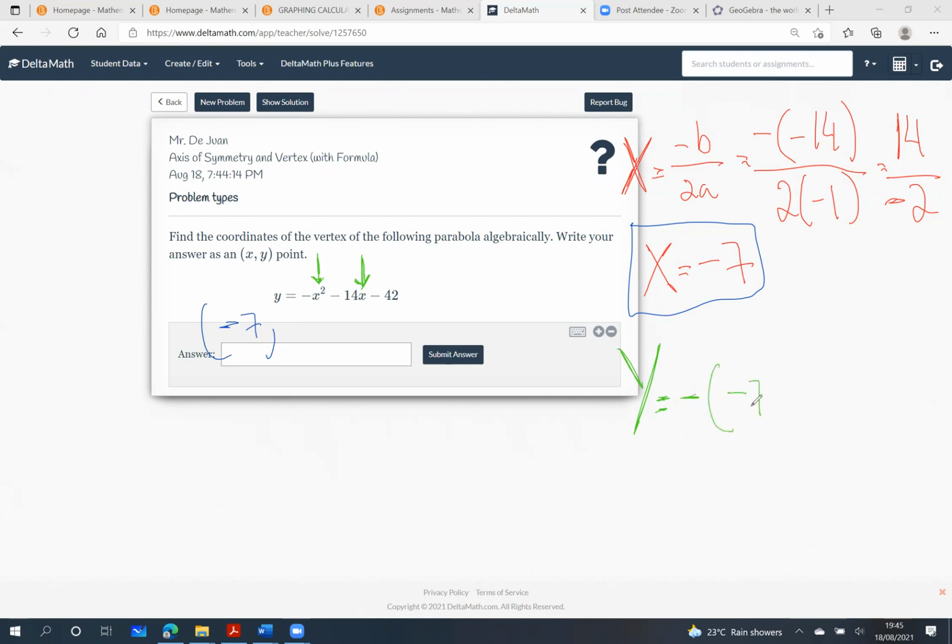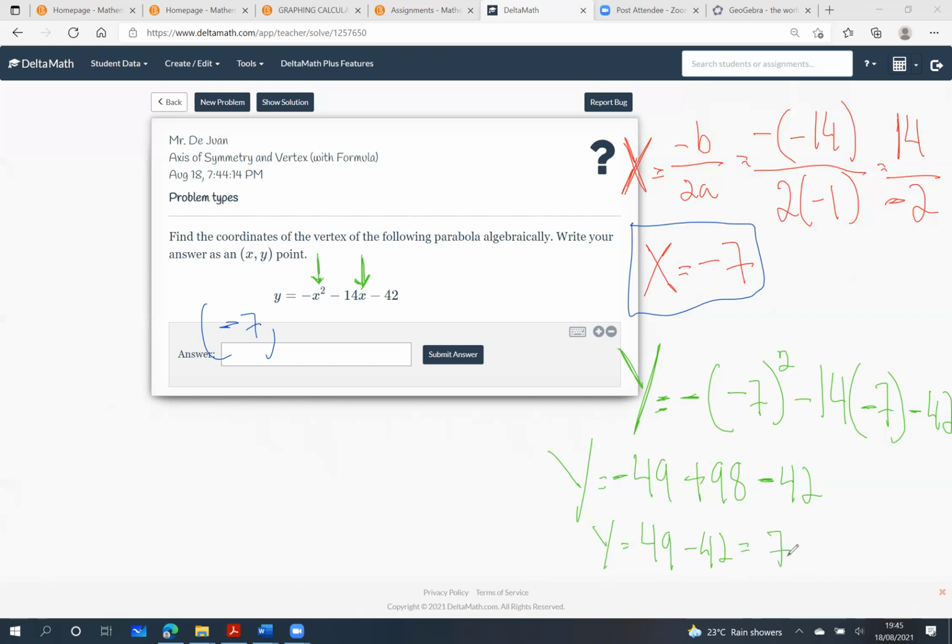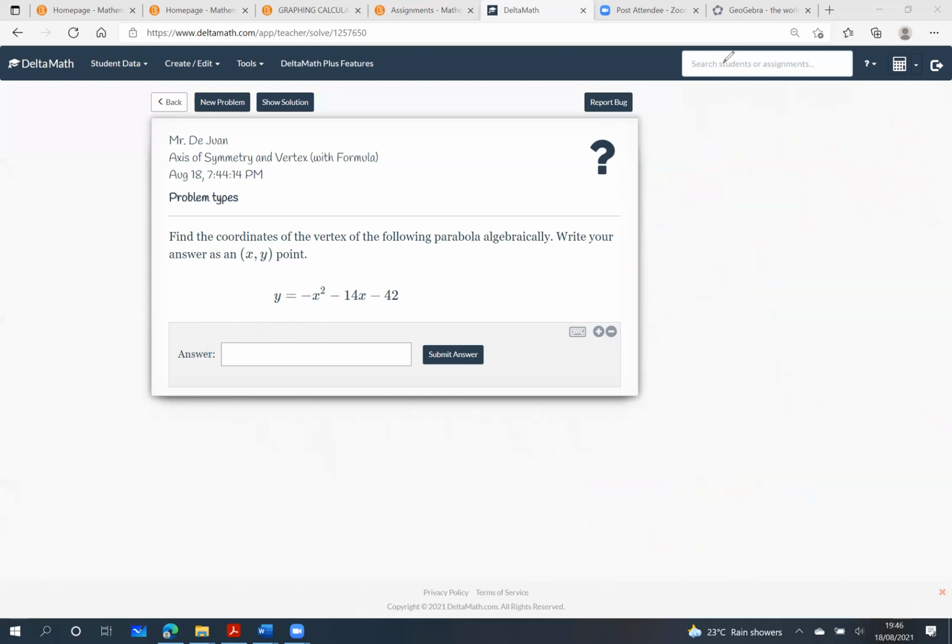negative brackets negative 7 squared, minus 14 times negative 7, minus 42. So y is equal to negative 7 times negative 7, negative 49. Negative 14 times negative 7, positive 98. Minus 42. So y is equal to negative 49 plus 98, which gives you positive 49. Minus 42 gives you 7. So negative 7, comma, 7. Final answer: negative 7, comma, 7. Let's type that in. Negative 7, comma, 7. Close brackets.